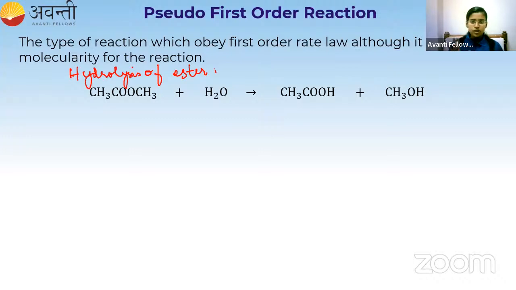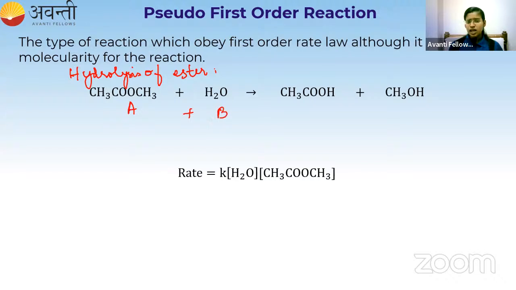So now, if I write the rate of this reaction, since I have two reactants, A and B, the rate equation should be written like this only, no? Both the reactants have to come here. Concentration of both the reactants has to be there in the rate equation. But the water concentration is taken as K into K, H2O is taken as K dash. We are not going to consider the concentration of water.